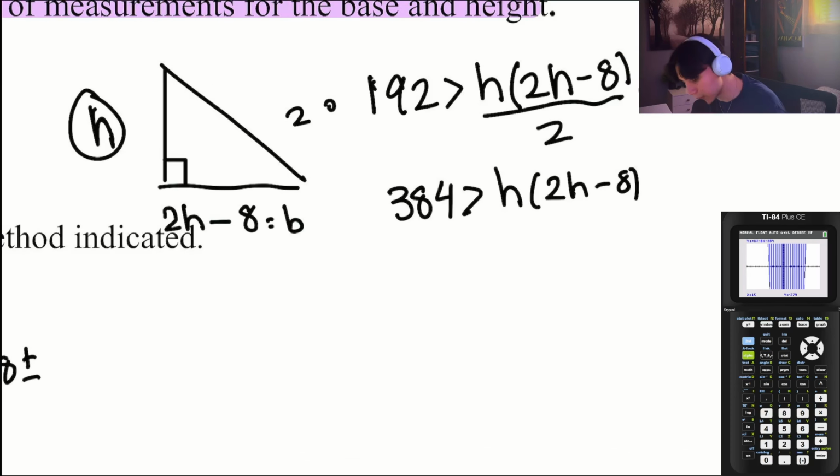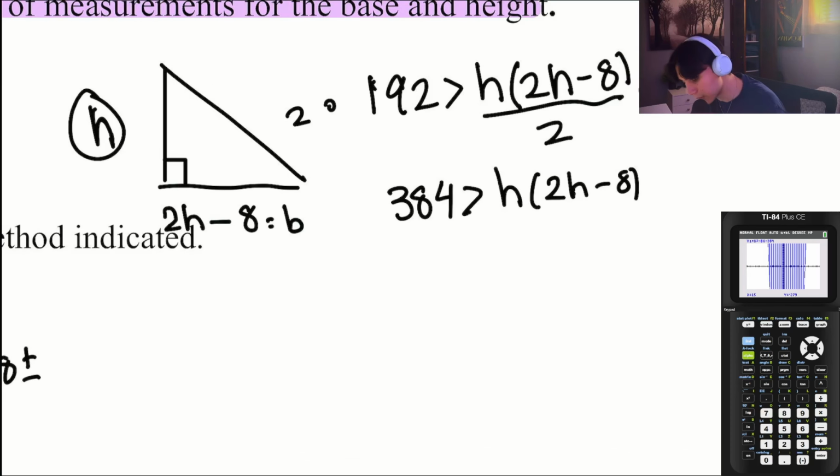From here, what we can do is subtract 384 from both sides. This cancels, and you get 0 is greater than 2h squared minus 8h minus 384. And this is going to be your equation here. Alright, from here, I'm going to divide everything by 2. So we have a greatest common factor of 2. We get h squared minus 4h minus 192.